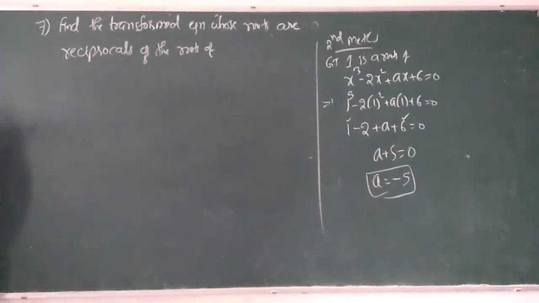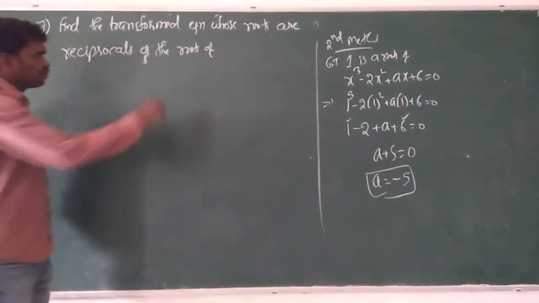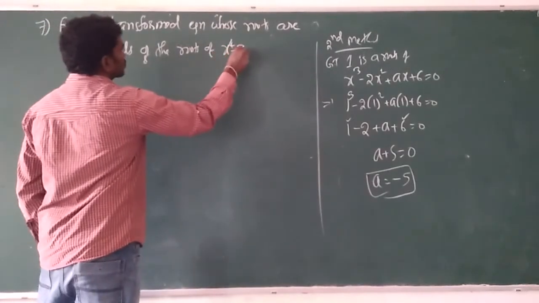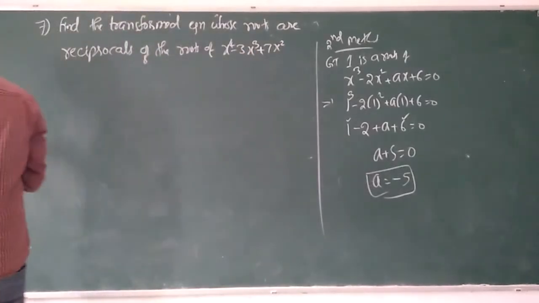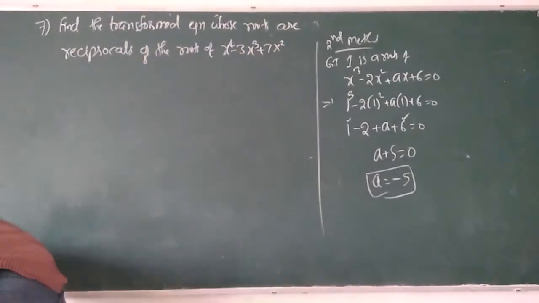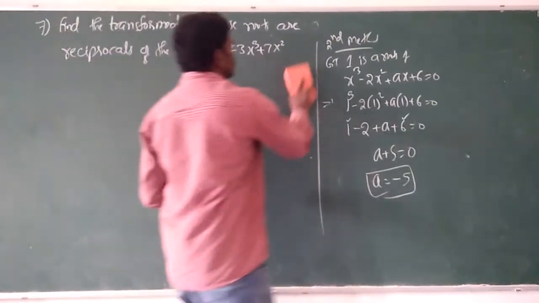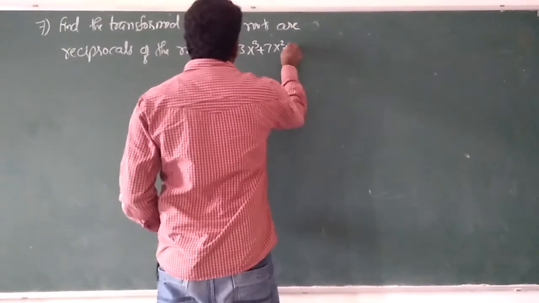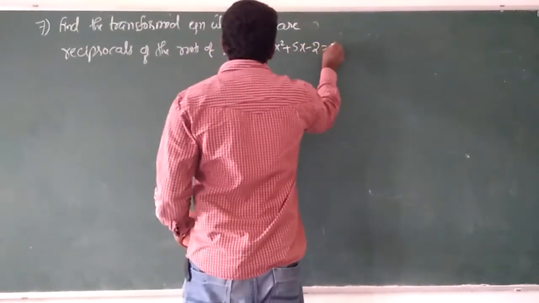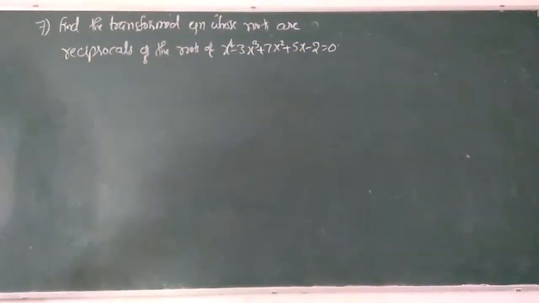x power 4 minus 3x cube plus 7x square plus 5x minus 2 is equal to 0. How can we solve this? Just tell me. x power 4 minus 3x cube plus 7x square plus 5x minus 2. How can we solve this?